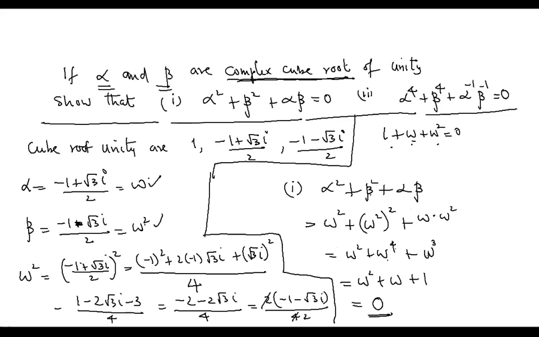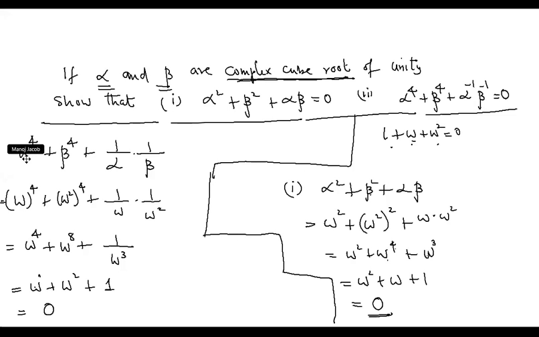Do the second part yourself. Everybody do the second part yourself. I am pausing the video for a minute. Alpha is replaced by omega, beta is replaced by omega square. Omega raised to 4 became omega, omega raised to 8 became omega square, and omega cube became 1. So the answer becomes 0.